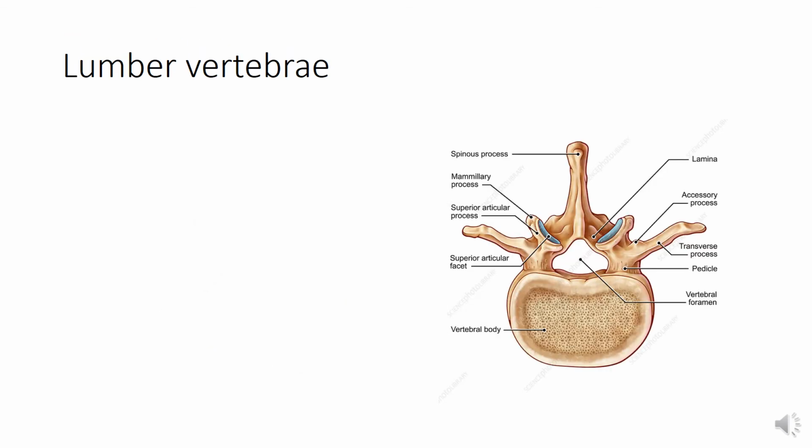Lumbar vertebrae are the largest of the vertebrae because they have to support the weight of the body. They have substantial spinous processes for attachment of muscles of the lower back. You can see here they have a massive body to support the weight, and the spinous process is well developed because the muscles are attached to it in the lower part of the vertebral column.